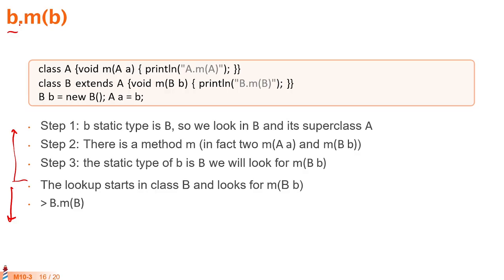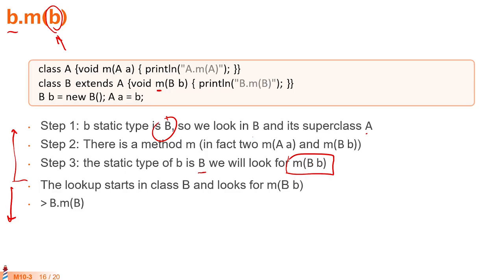The static type of the variable b is the class B. So we are going to check again in B and its superclass. We have found a method that is called m, so we need to know the type of the arguments of this method m. In this case, we are going to check the static type of the variable b, and we are going to see that it is of the class B. So now the signature that we are looking for is basically m, with a capital B, with the class B.